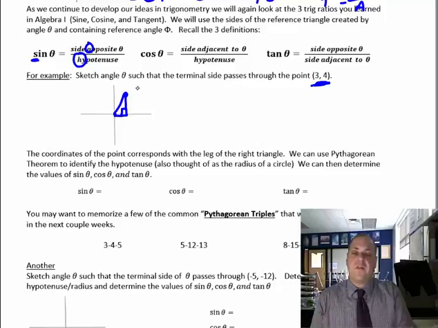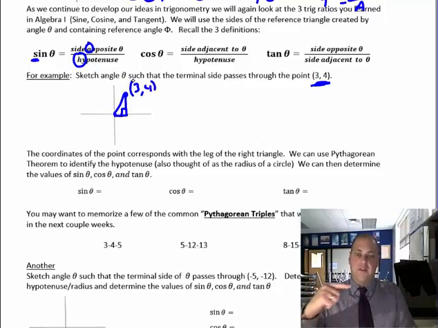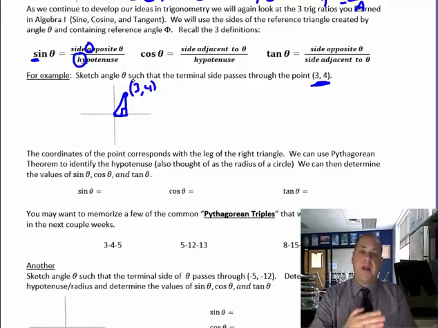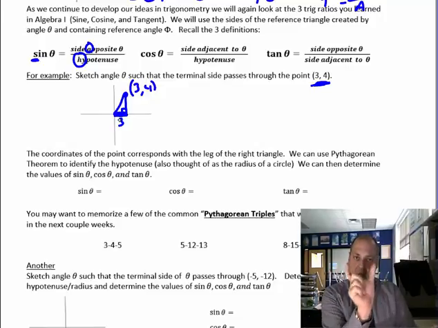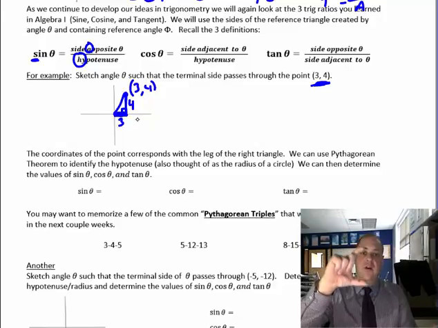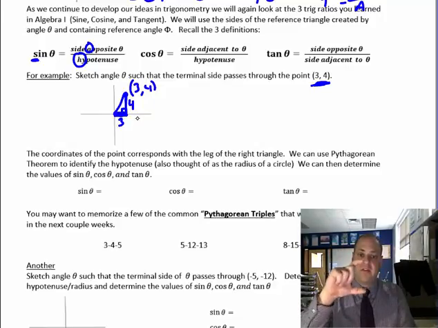If this is the point (3, 4), to get the 3, it's 3 to the right. To get the 4, it's 4 up. You go left and right, then you go up and down. The x goes left and right, the y goes up and down. So the length of this side of the reference triangle is 3. How do I know that? Well, I went from 0 to 3, and 0 to 3 is 3. The length of this side of the reference triangle would be 4, because it's 0 to 4. That's a length of 4.